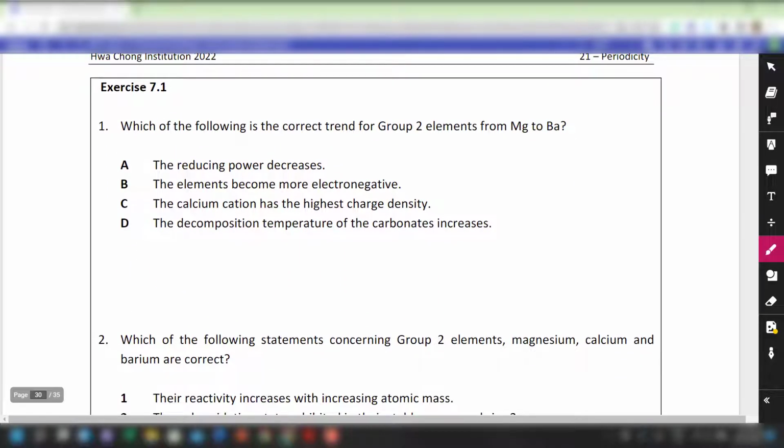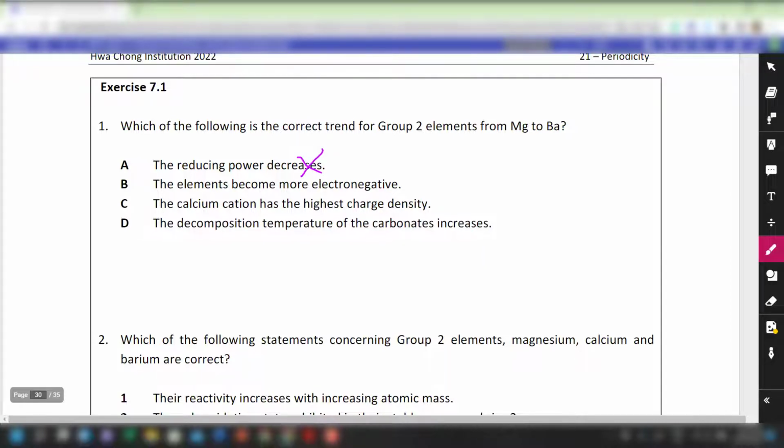I'm going to move on to exercise 7.1. Which of the following is the correct trend for group 2 elements from magnesium to barium? We'll look at all the options. The reducing power decreases. This is incorrect. The reducing power should increase.